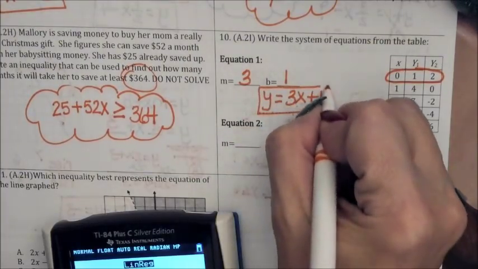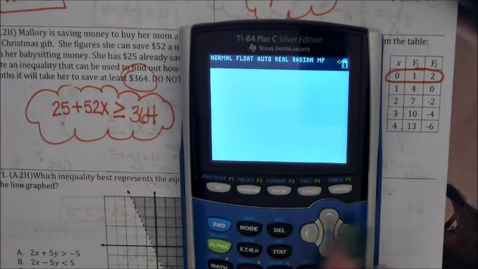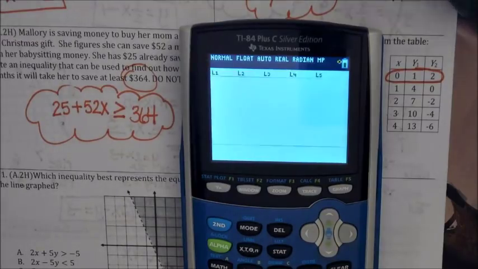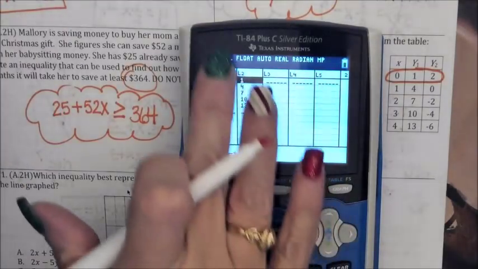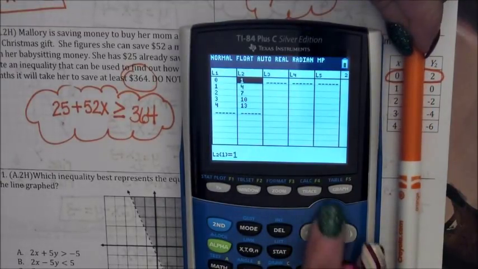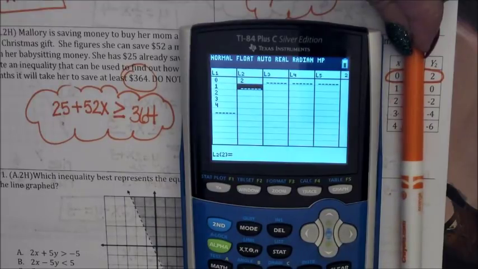There's my first equation. My second equation, I'm going to go back up here. I'm going to go to stat, calculate. Oh, no, I'm sorry. Stat, edit. Now, I don't need to change my first column because it's still the same, but I do need to change my second column. So I'm going to go up to L2, hit clear a couple times, move it down. 2, enter, 0, enter, negative 2, enter, negative 4, enter, negative 6, enter.